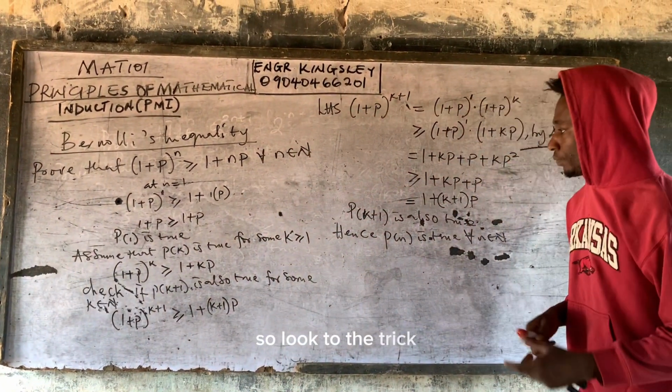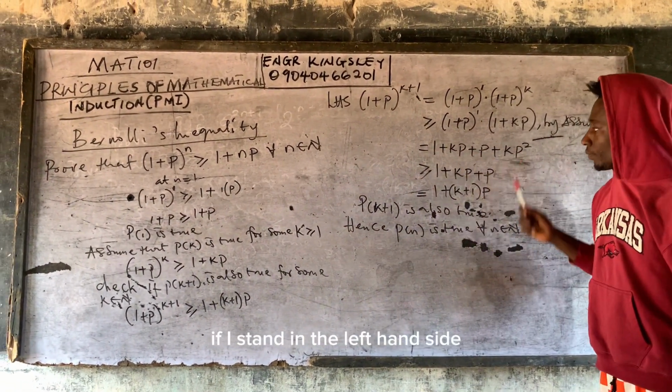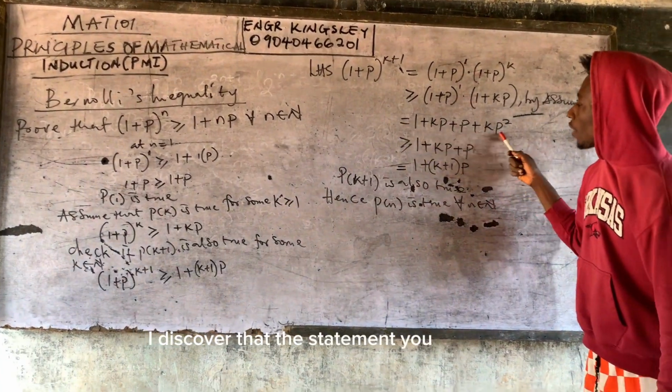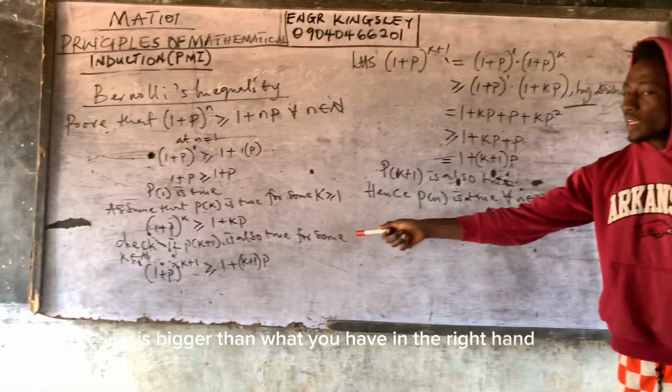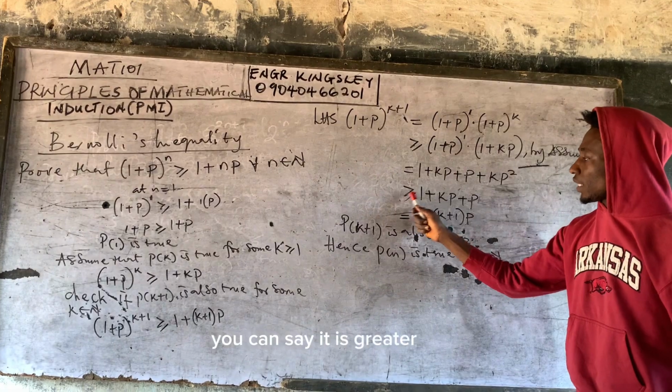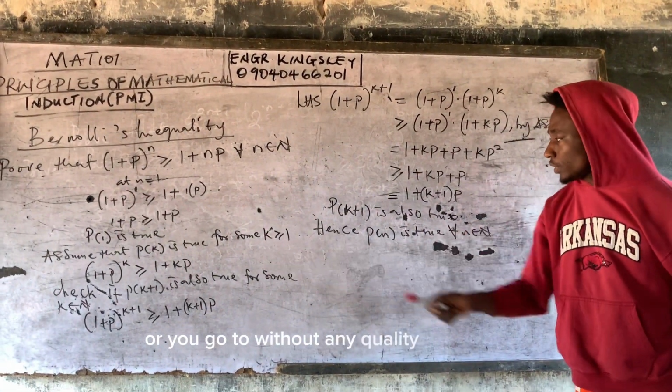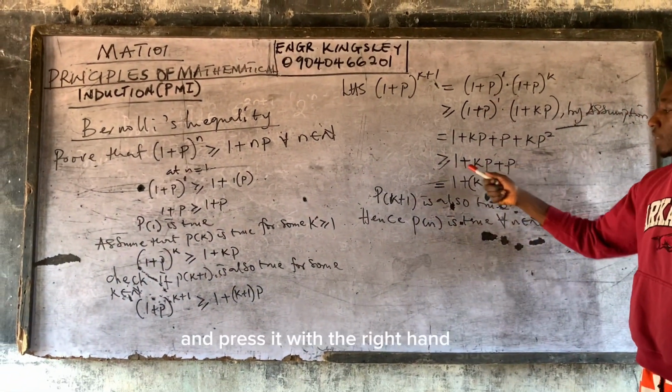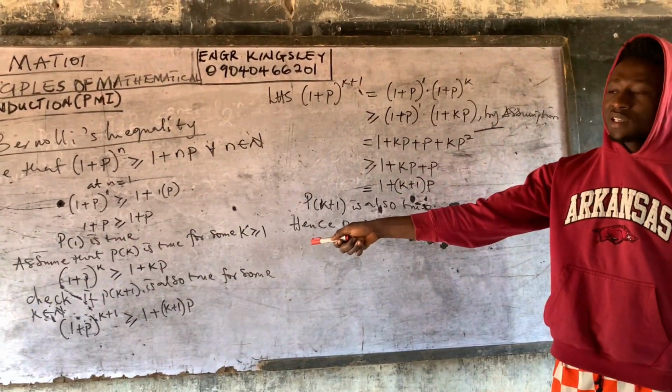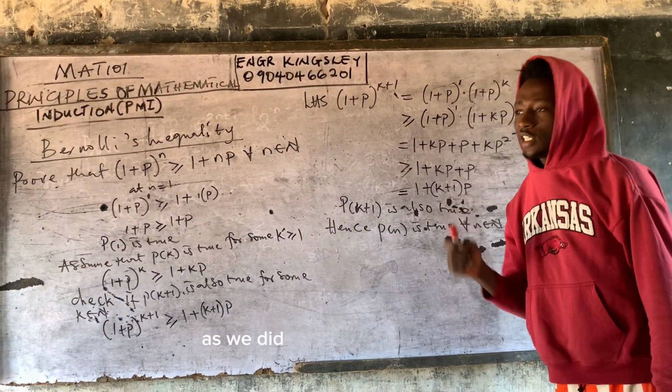So note the trick. If after expanding the left hand side you discover that the statement you have here is bigger than what you have in the right hand side according to the statement, you can say it is greater than or equal to with that inequality and replace it with the right hand side, and make sure it corresponds with the exact value in the right hand side, as we did in the previous video.